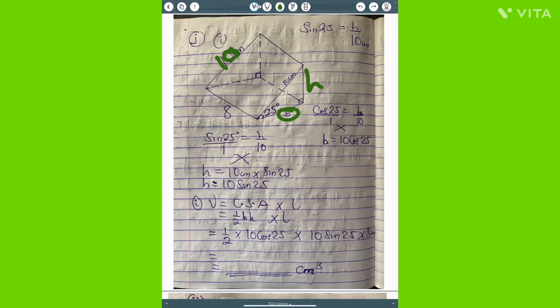So cos 25 is b over h, b over 10. So if you cross multiply, b is 10 cos 25. So the area of this cross section of the solid is half base times height. You understand? The base is 10 cos 25. The height is 10 sine 25. So half base times height is the cross sectional area. Half base times height times the length. The length is 8. So that gives you your volume.